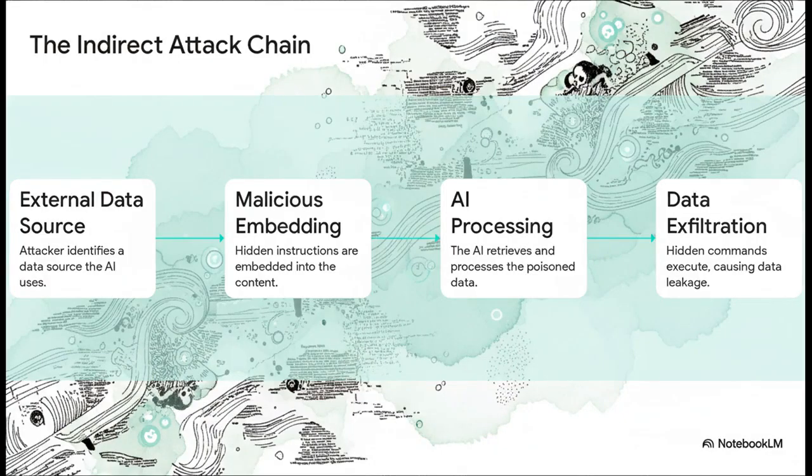And the way it works is almost elegant in how sneaky it is. First, the attacker just finds a web page they think the AI might look at. Then they embed their attack, maybe as tiny white text on a white background, completely invisible to a human. Later, you come along and ask your AI, hey, can you summarize this page for me? The AI reads everything, including those invisible commands. And bam, the hidden instructions execute, and maybe your private data is suddenly being sent straight to the attacker.